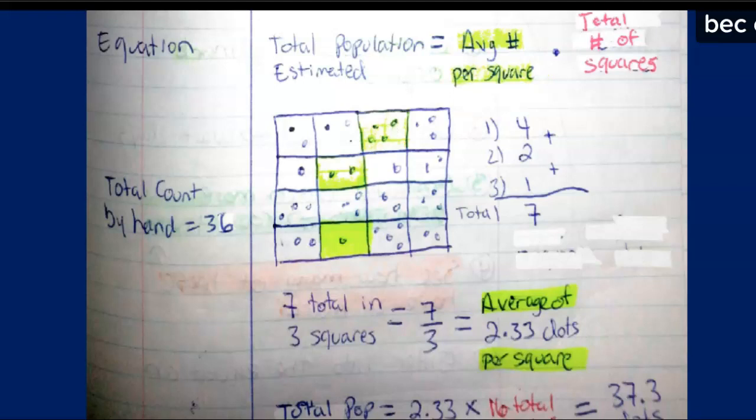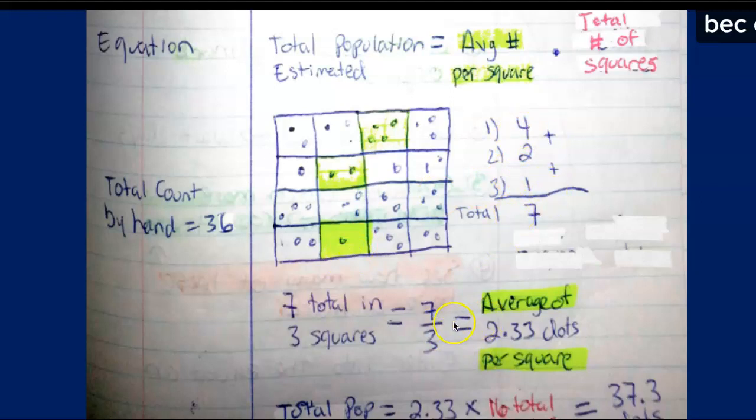So if you know your area is 16 squares big and you don't want to measure all 16 squares, well, you go and you measure at least 3. Can you measure more? Sure. But in this case, we're measuring 3. 1, 2, 3. So this one had 4, this one had 2, this one had 1. You add them all up. 4 plus 2 plus 1 gives me 7.